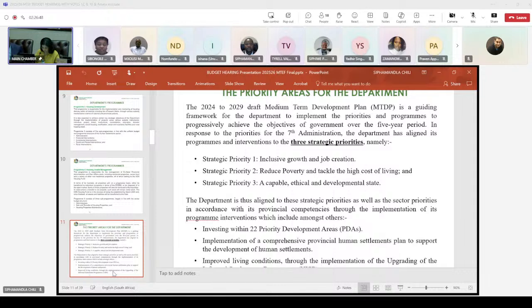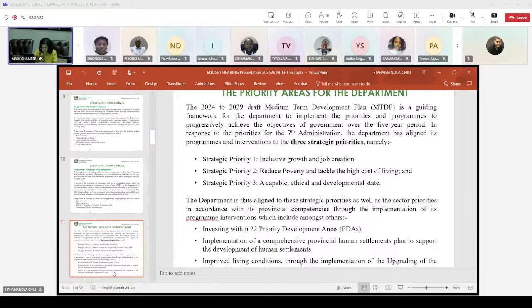We've aligned our strategic priorities as well as the sector priorities in accordance with the provincial competencies through the implementation of program interventions. These include, firstly, to invest within 22 priority development areas, or PDAs as we call them, implementation of a comprehensive provincial human settlements plan to support the development of human settlements through improved living conditions through the implementation of the informal settlements upgrading program, which is the UISP as we call it.